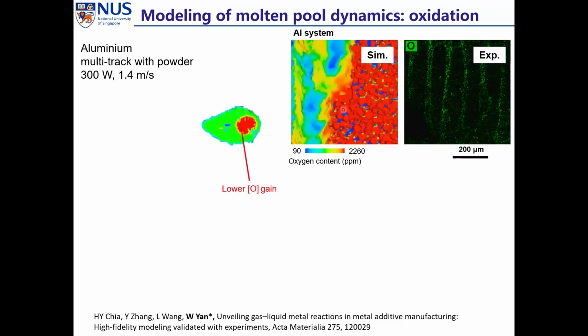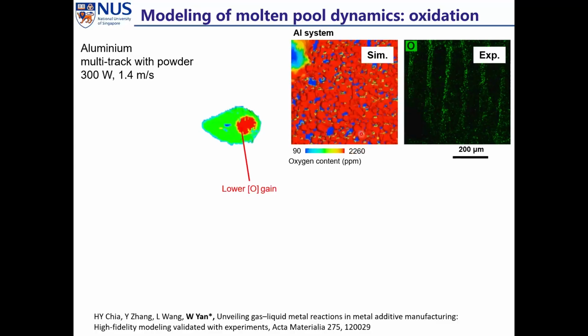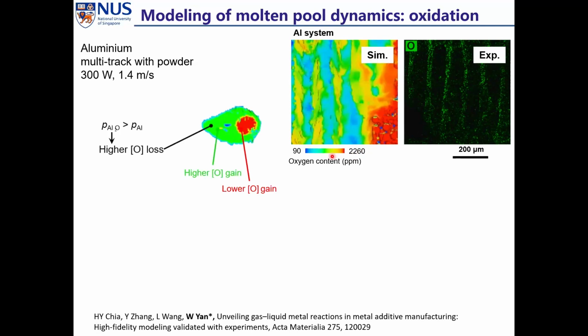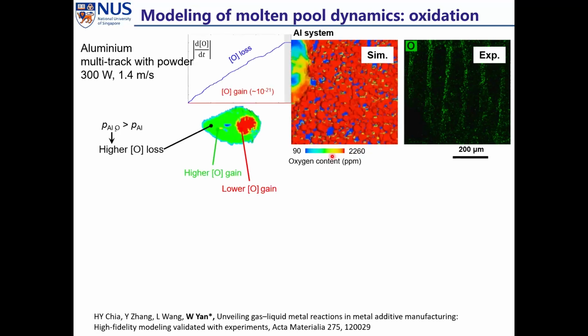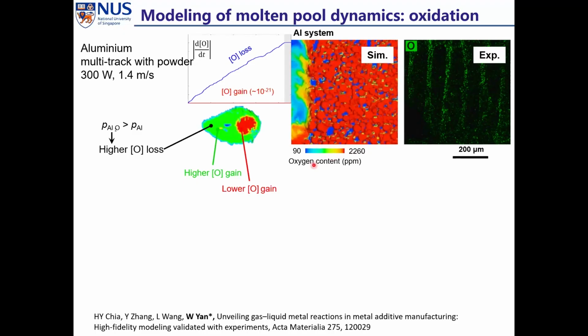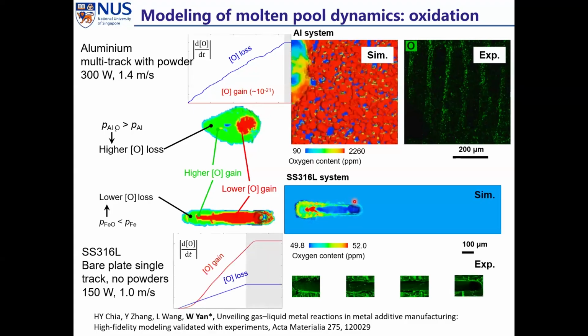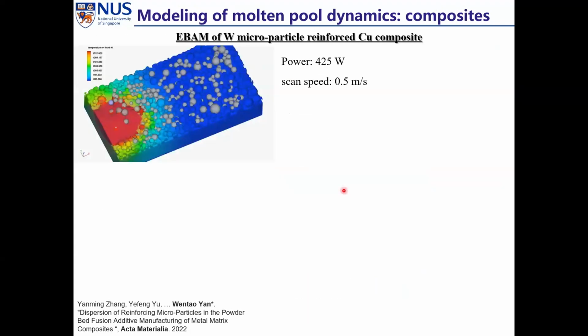You can see initially the oxygen content is about 2000 ppm, but after laser melting, it's reduced to about 100 ppm because, again, different locations have different temperatures and different chemical compositions will have different evaporation rates. And they have a competition with the oxidation rate. And for different materials, certainly it will be different. So I'll skip this. This one is a case for composites.